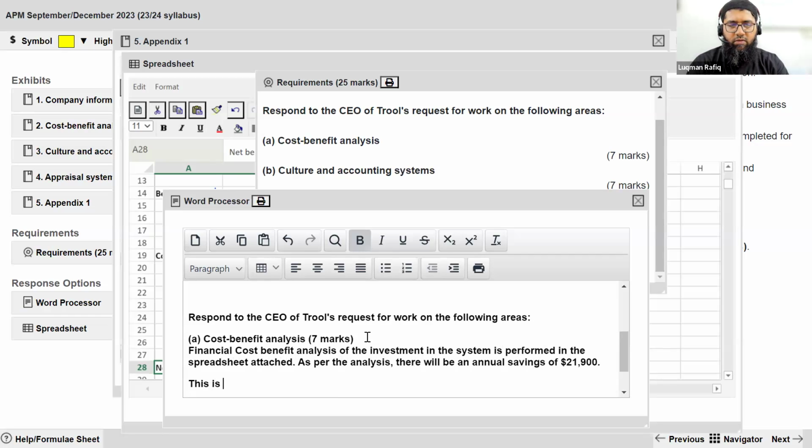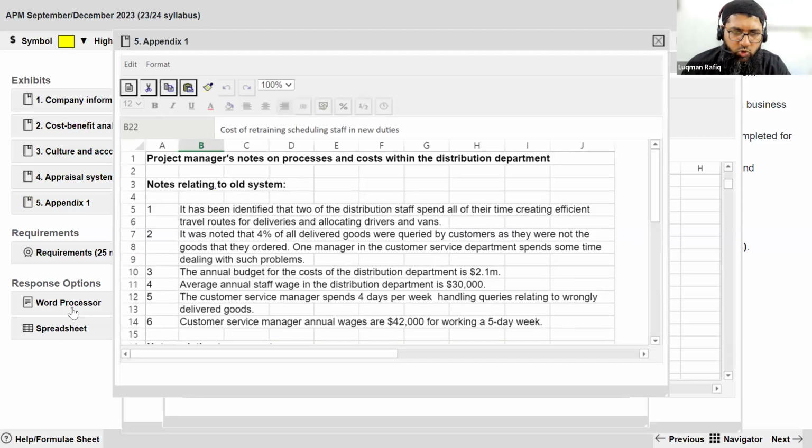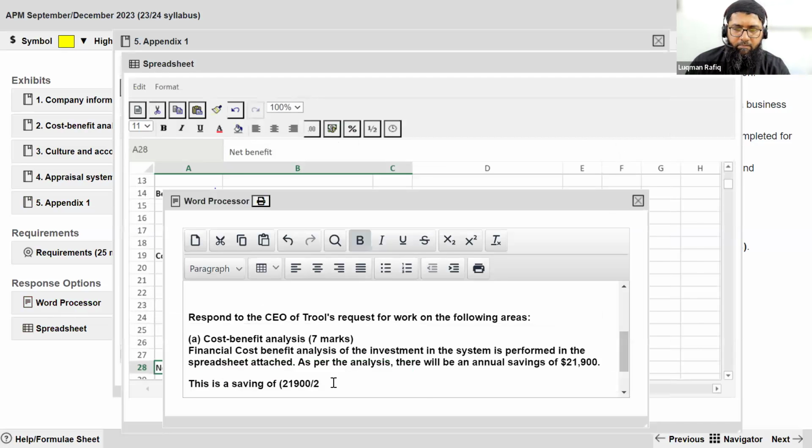This is a saving of... how much was the total cost of this department? 2.1 million. 1.04%.